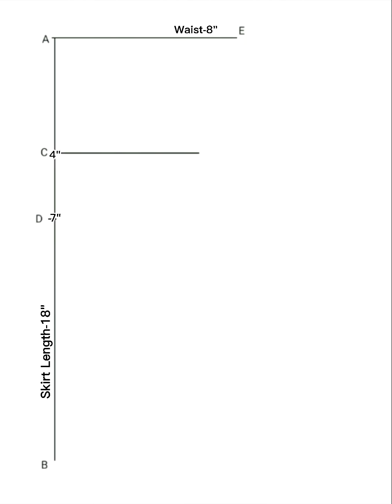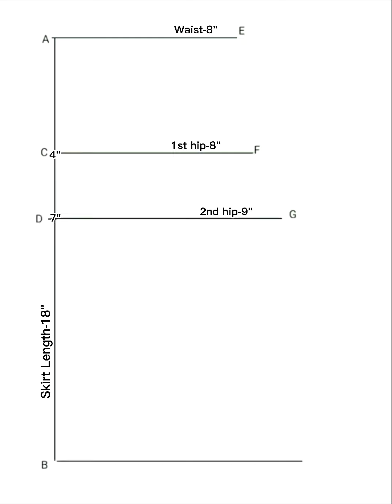From point C, extend the line by using 1/4 measurement of your first hip. 30 divided by 4 is equals to 7.5, add 1/2 inch is equals to 8. From point D, use 1/4 measurement of your second hip. 34 divided by 4 is equals to 8.5, then add 1/2 inch is equals to 9.